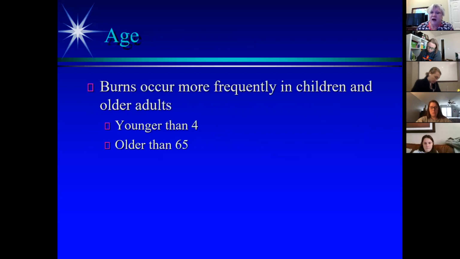By far, the most common ages of burns are the very young and, I hate this, older than 65, the very old. Most of that is due to cognitive levels, not making great decisions, not being as strong on your feet, maybe tripping and falling into fires or pulling over cords and things like that. But typically, it's because of cognitive levels that we see more frequent burns.